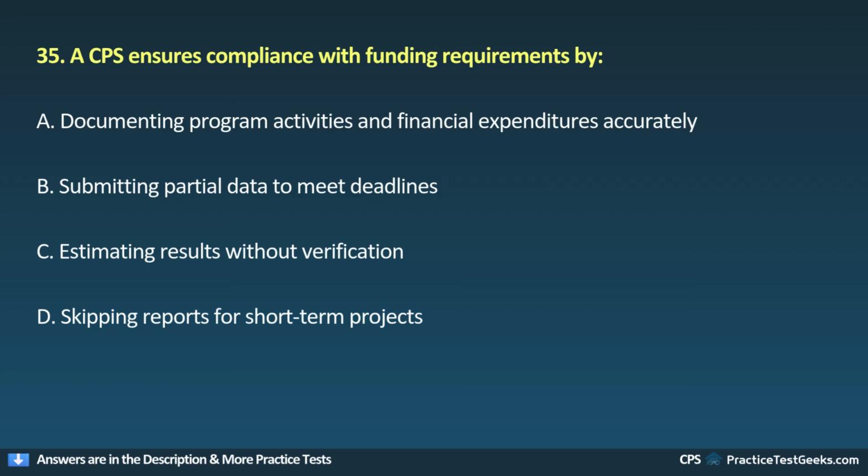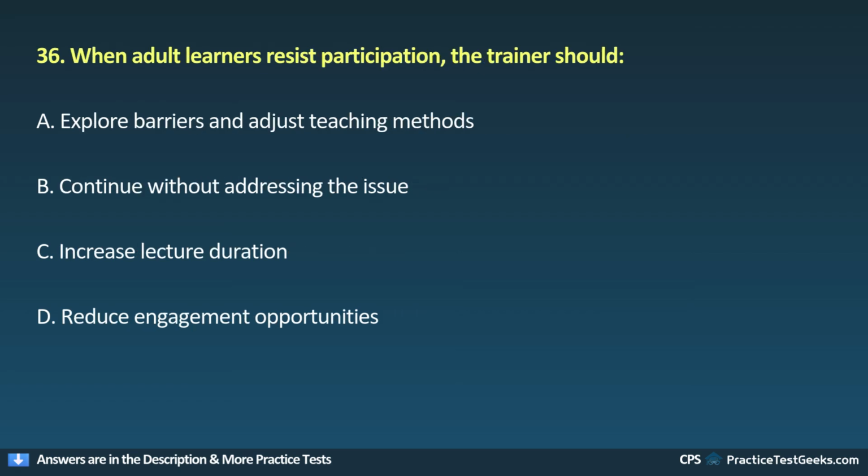35. A CPS ensures compliance with funding requirements by A. Documenting program activities and financial expenditures accurately. B. Submitting partial data to meet deadlines. C. Estimating results without verification. D. Skipping reports for short-term projects.